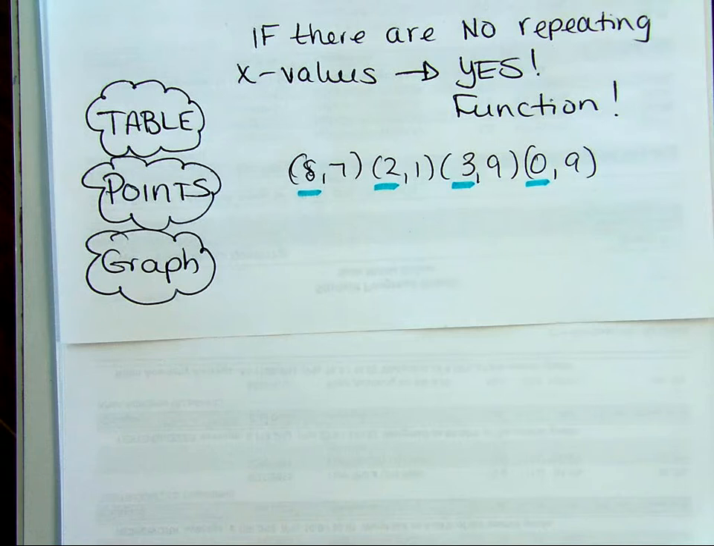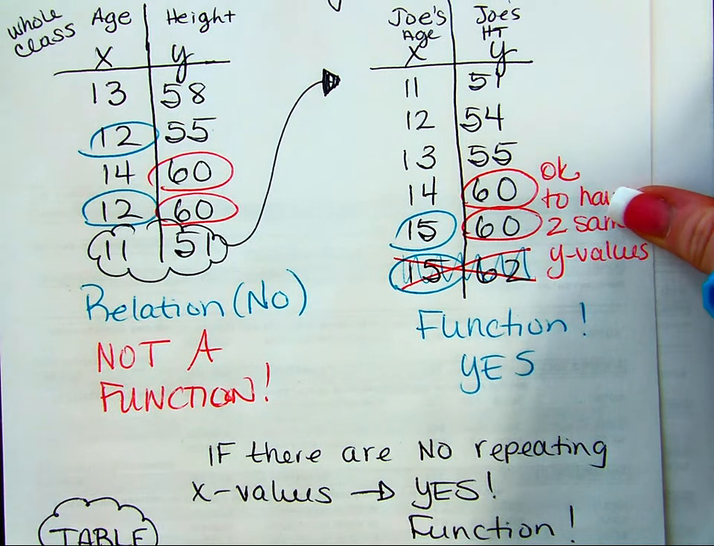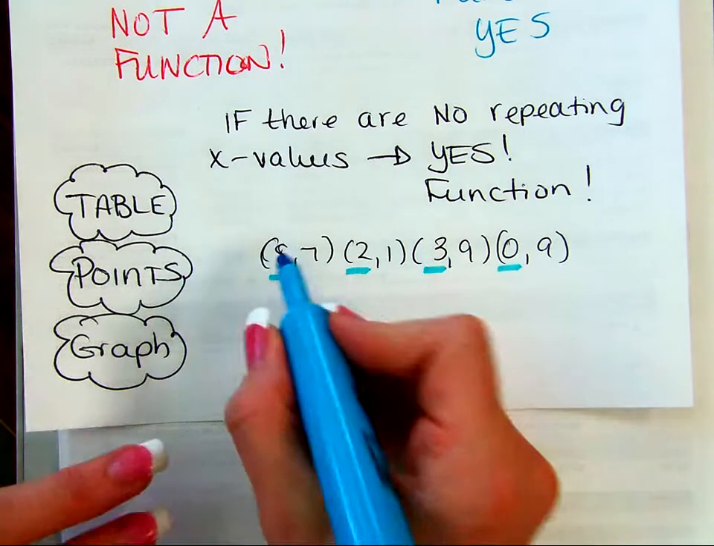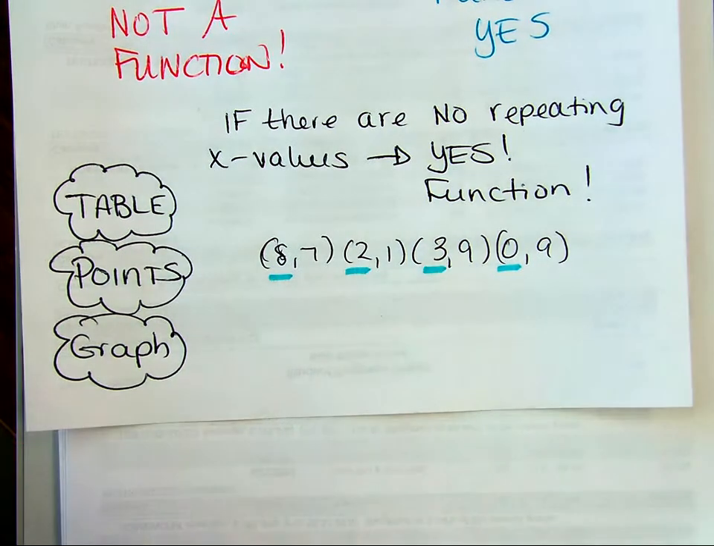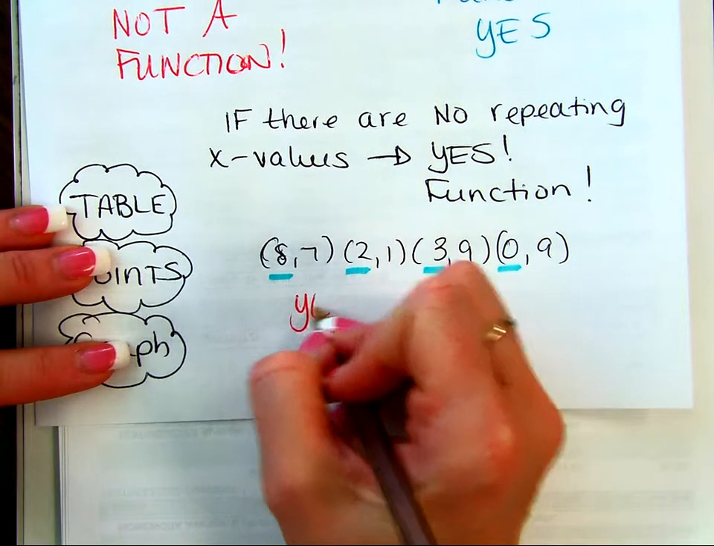I'd look at just the x's. I don't care about the y's. We already saw that it's okay for the y's to repeat. It makes sense when the y's repeat. It doesn't make sense when the x values repeat. 8, 2, 3, 9. Is this a function? Yes. Okay? There's 2 9s though. It's okay. So this would be a yes.